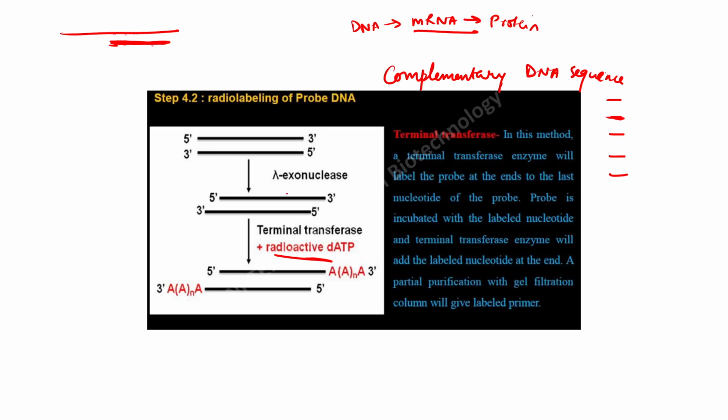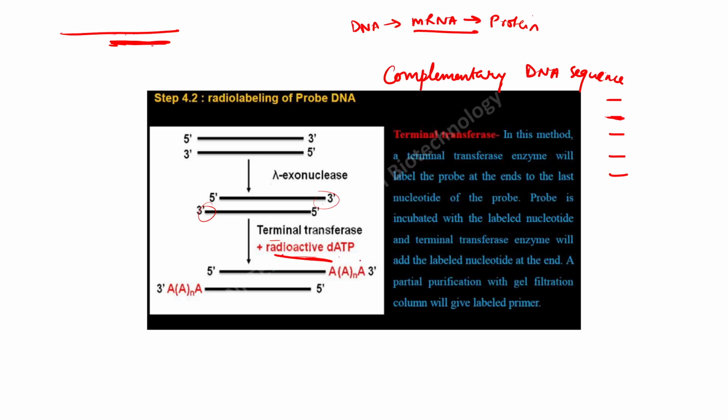We first treat it with an exonuclease to create overhangs. Okay, overhangs like this, and then at these overhangs we will add radioactive dATP. So we will add terminal transferase that will transfer this radioactive dATP.